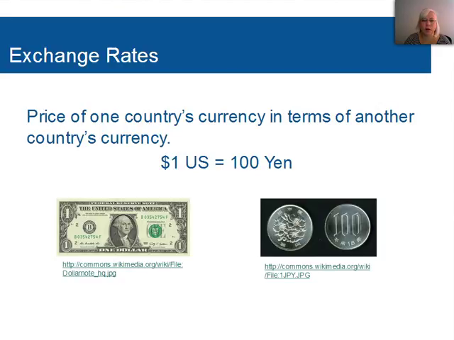Exchange rates are the price of one country's currency in terms of another country's currency. For example, $1 in the United States is equal to 100 yen in Japan. This means a person with dollars could buy 100 yen for a dollar. A person with yen would pay 100 yen to receive $1.